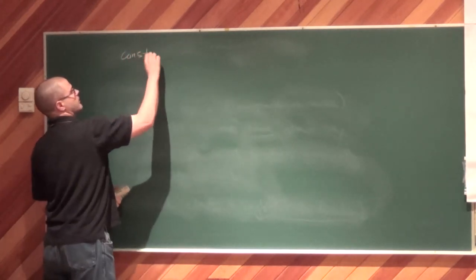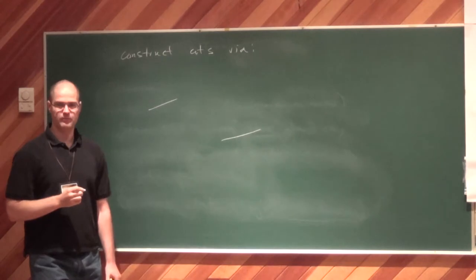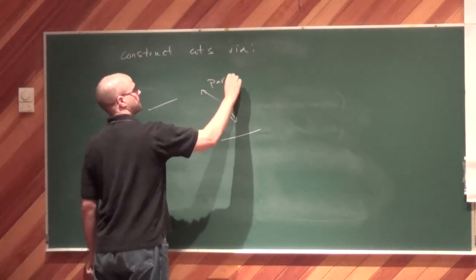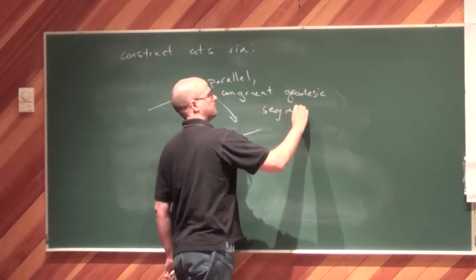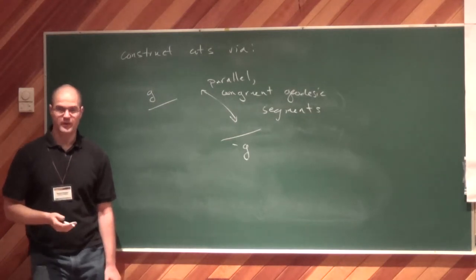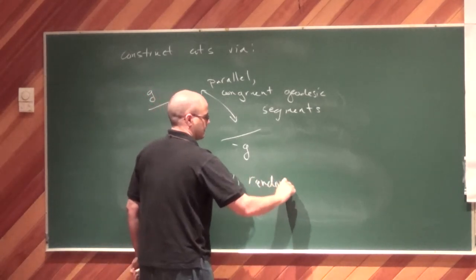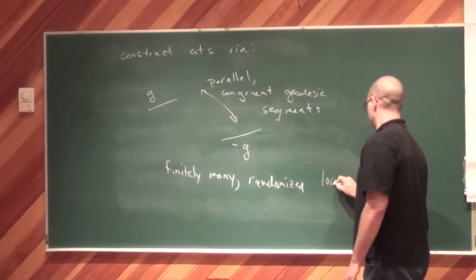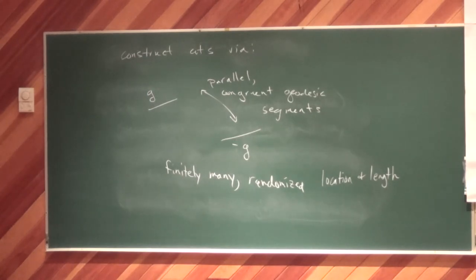Okay, so we construct cuts via the following. We produce pairs of geodesic segments which are parallel and of equal length. Okay, so these must be parallel, congruent geodesic segments, which will be tagged with the values g and negative g. And if we do this a finite number of times, with randomized starting locations and lengths, this will have the property that in any direction I pick, they'll project down to the base of these cylinders with average value zero. So this is basically a necessity if we want to have any hope of ergodic extensions. Okay.